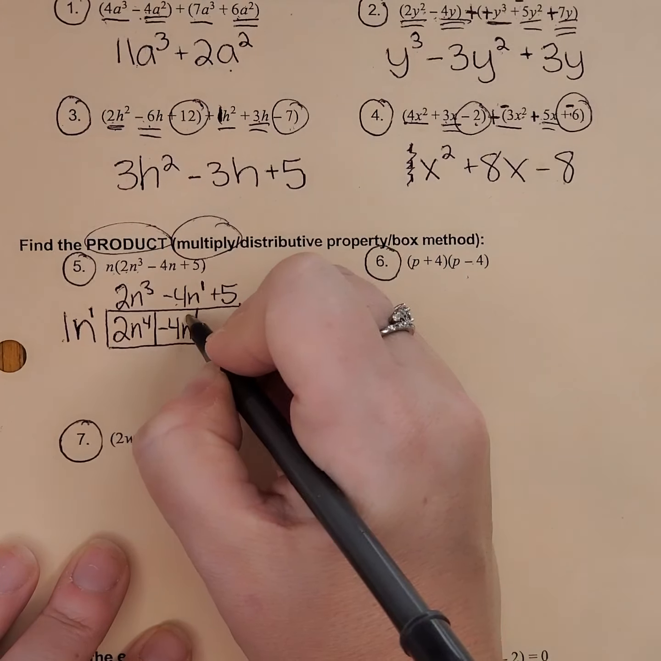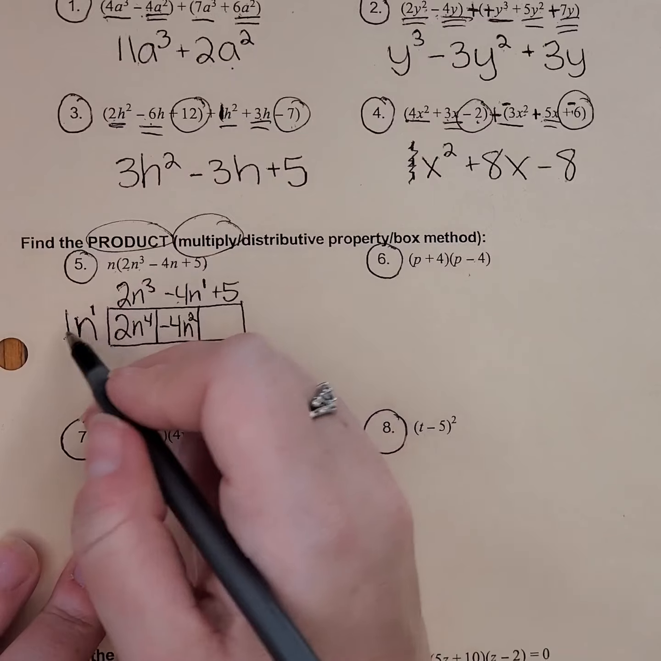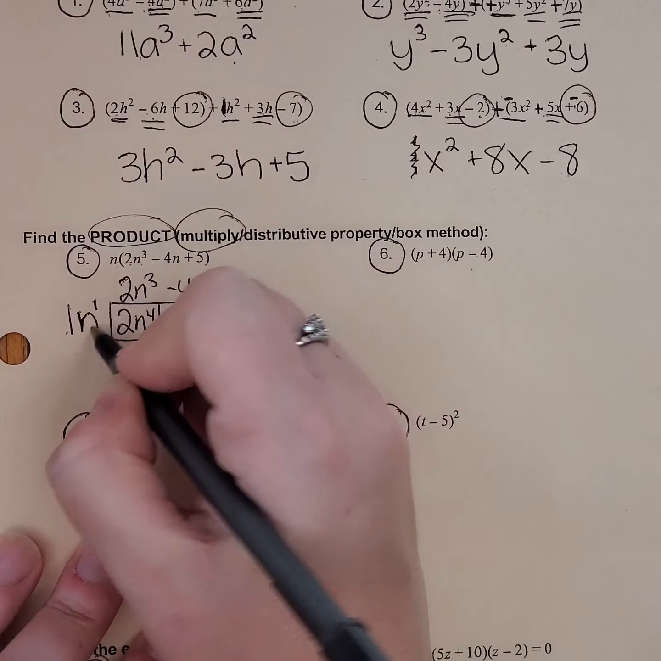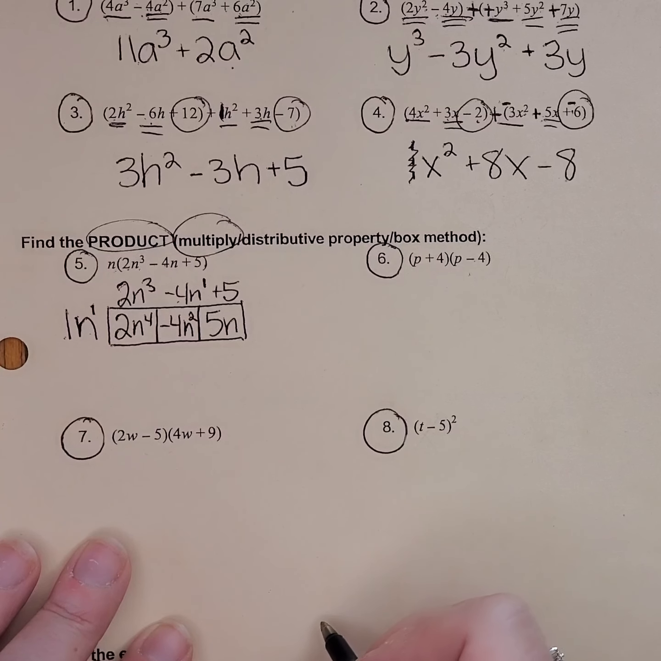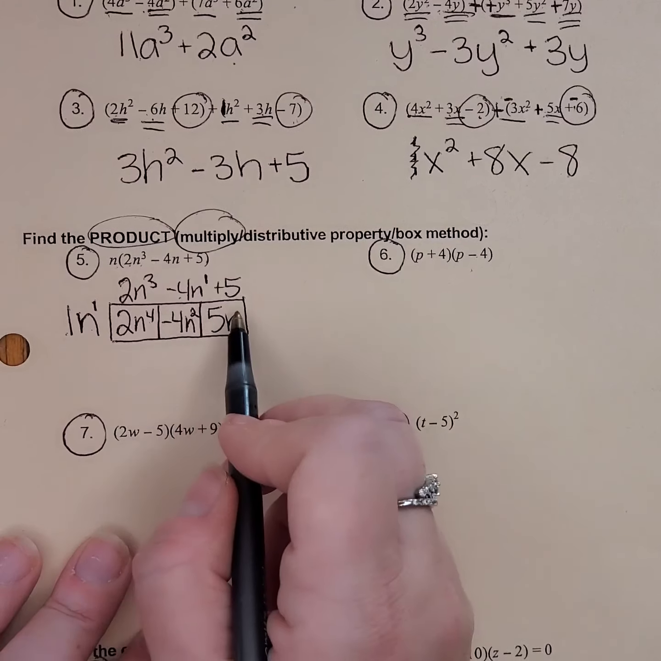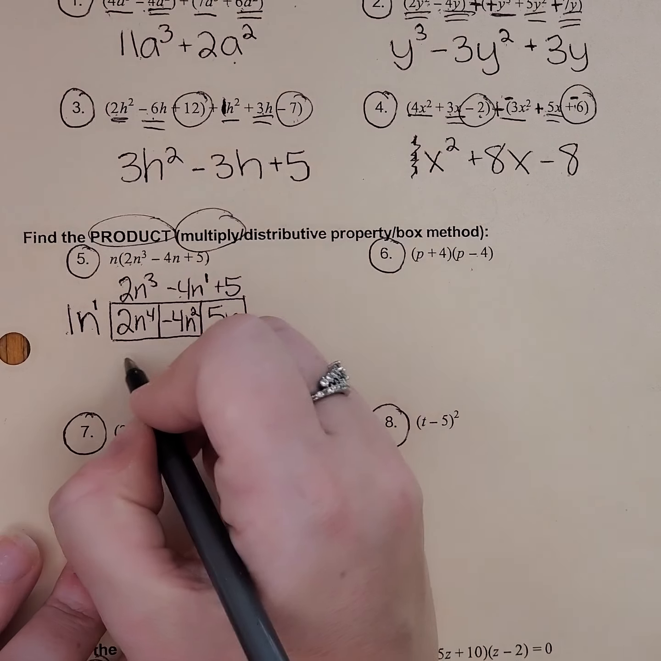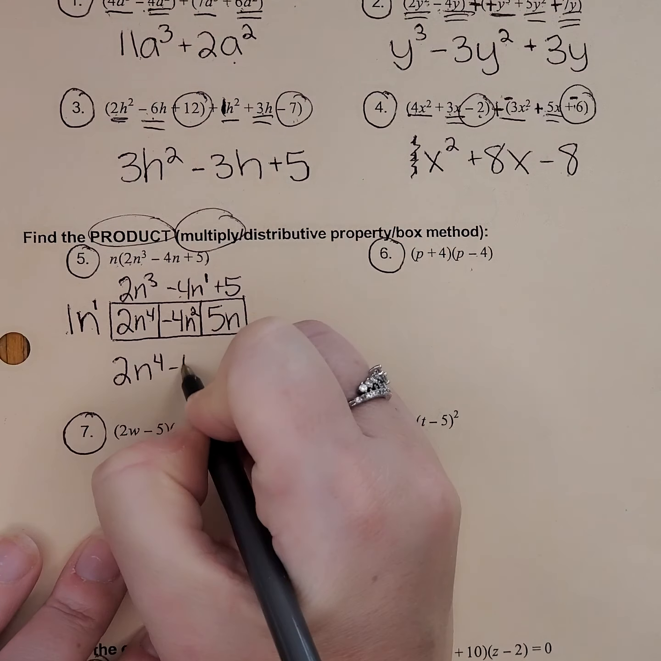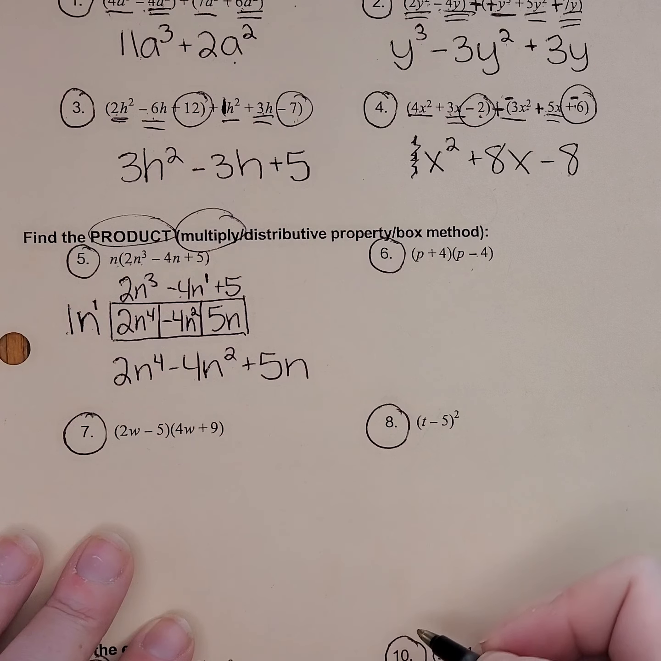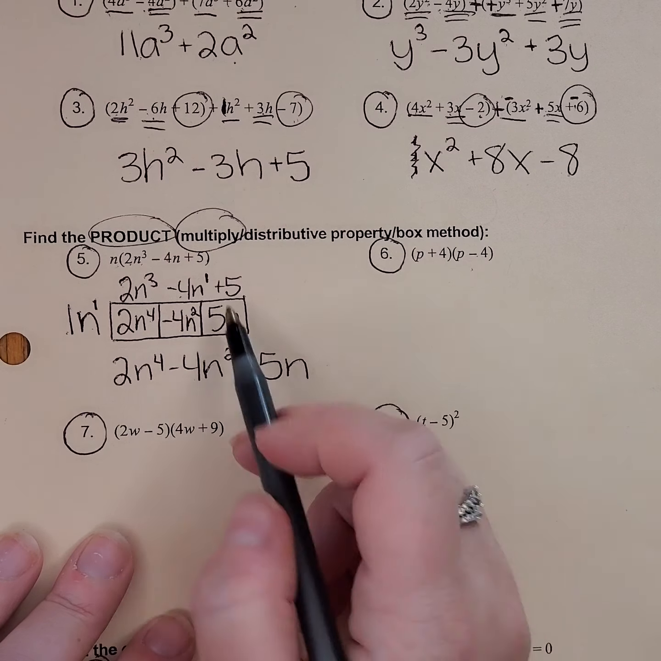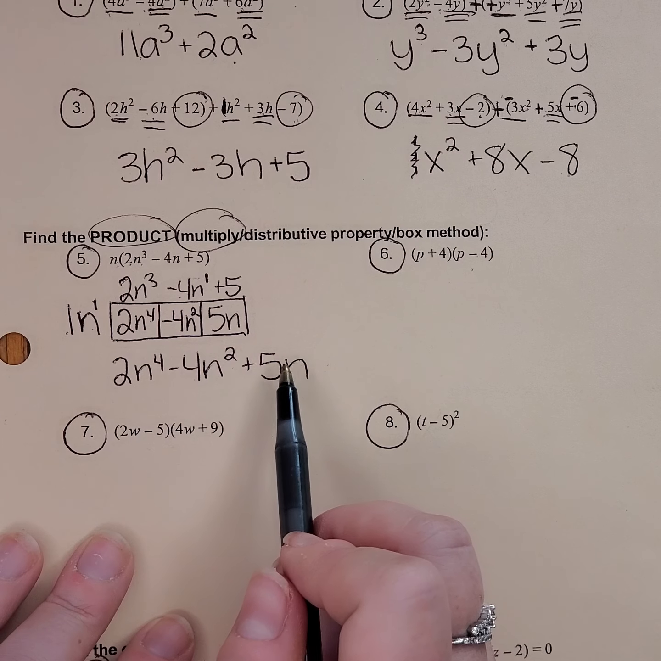So you get n squared. Last one, 1 times 5 is 5, and just keep the n because you don't have any more n's over here to add to it. Now your answer is just combining like terms, but this is a 4, this is a 2, and this is actually an imaginary 1. So they're all different. So you're just going to rewrite your answer out. None of these are buddies, so you're just going to keep it like that, and that is your answer. So here's your work, here's your answer.